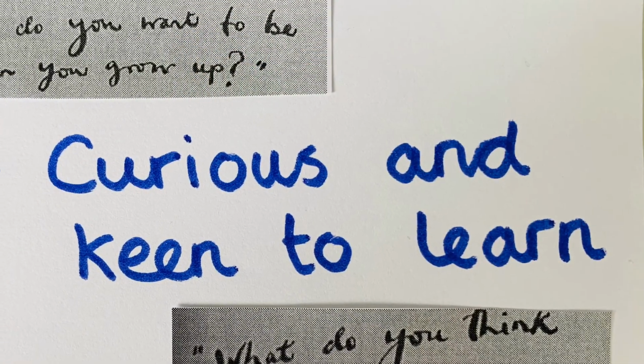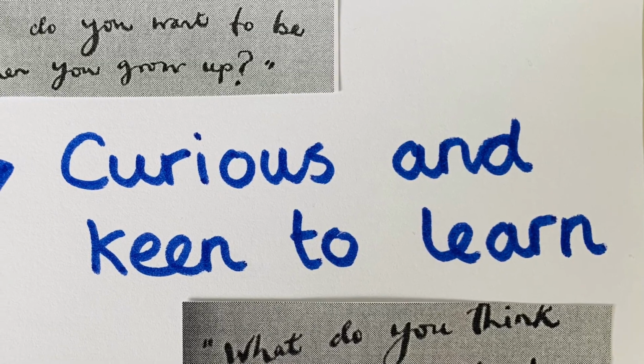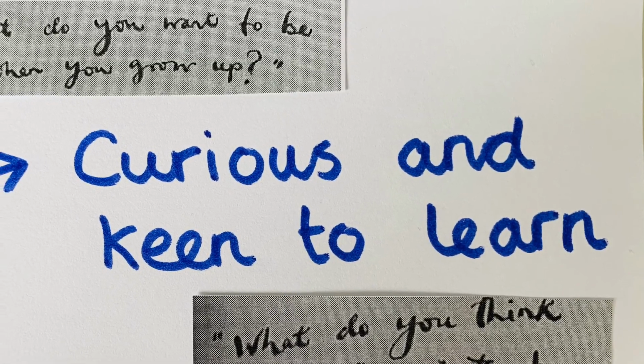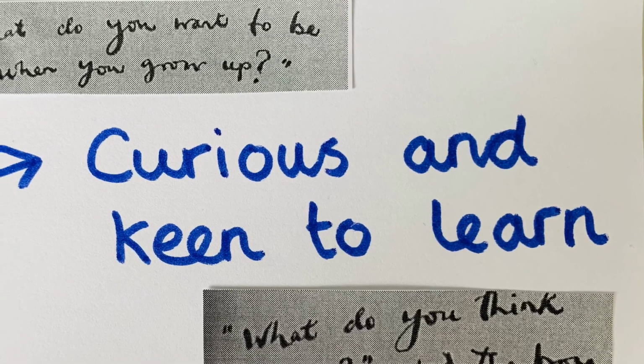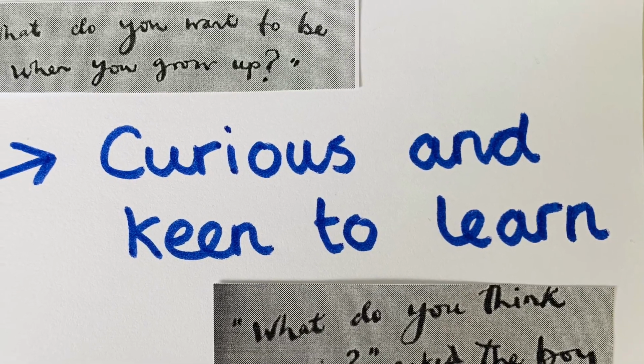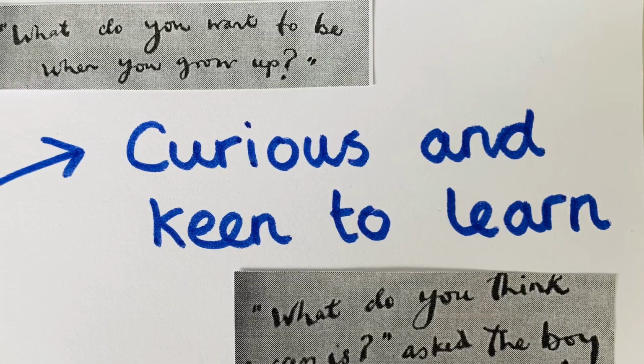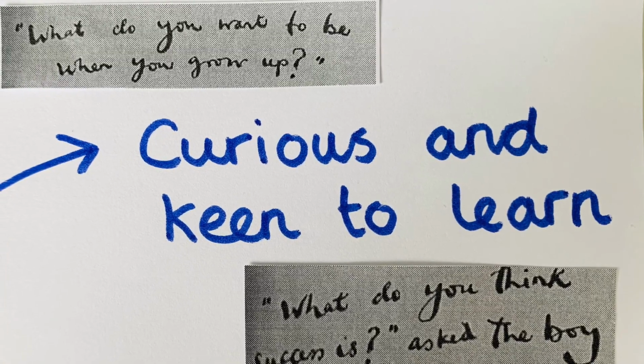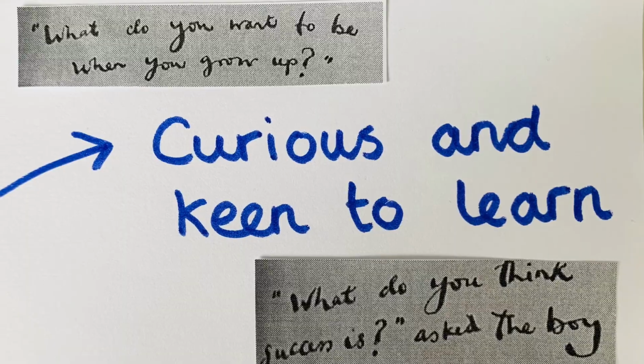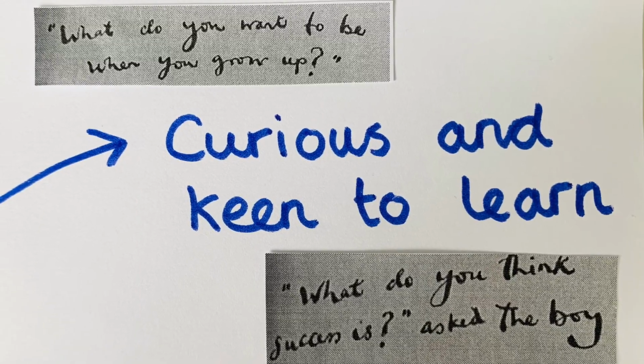So what I'm going to do now, I'm going to print some pictures off of the book and I'm going to stick them around my spider diagram so you can see what information from the text links to what I feel about the boy. So I'm going to start with the boy being curious and keen to learn, and I feel like this is really obvious through all the questions he asks. So we've got a few examples here when he says, "What do you want to be when you grow up? What do you think success is?" asks the boy. But he asks so many questions all the way through the story, and it's so obvious that that suggests he's quite curious to know what other people think, or he just wants to learn more about different aspects of life.